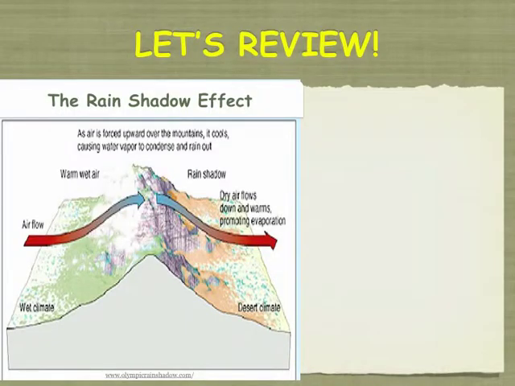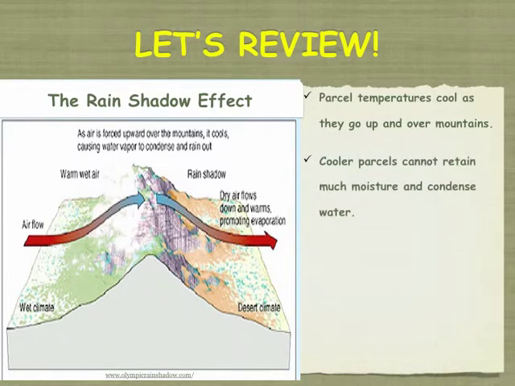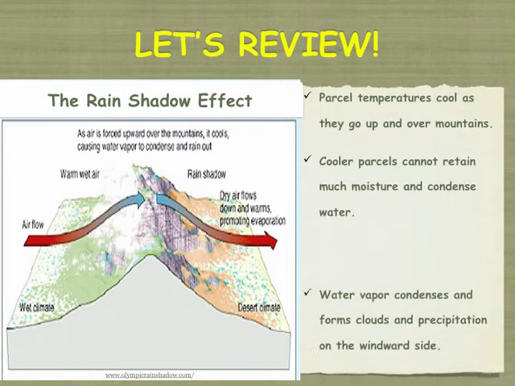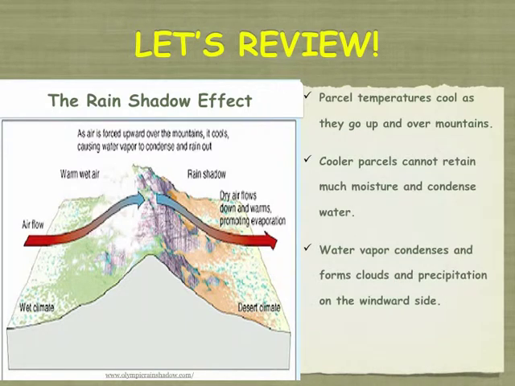So, let's review what we've learned. As air parcels pass over mountains, they become cooler and hold less moisture. Water vapor in these cooler parcels condenses and produces clouds and precipitation on the windward side of mountains. Most of the moisture in the air is removed through the process of precipitation.